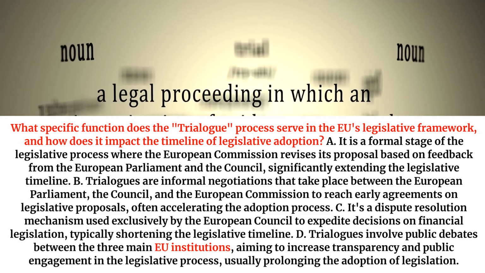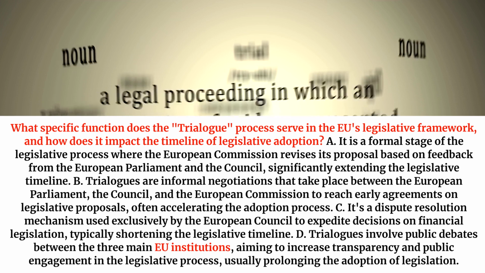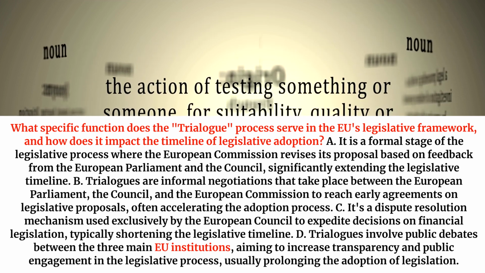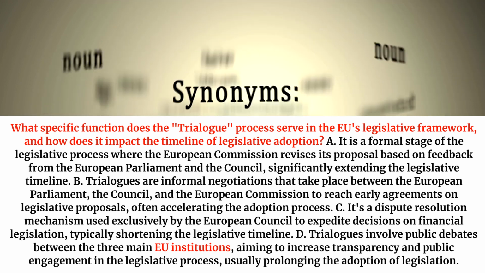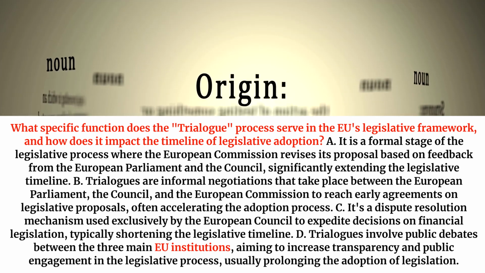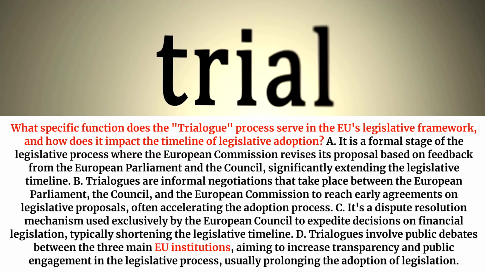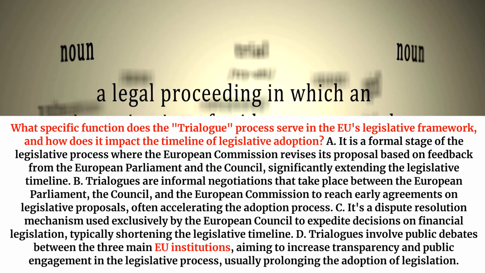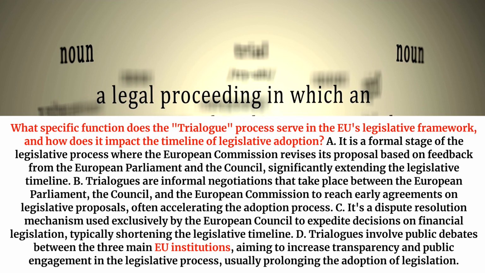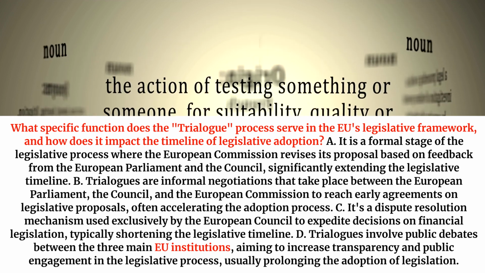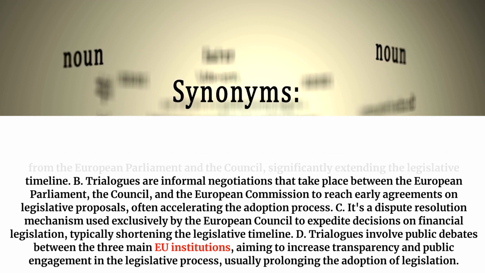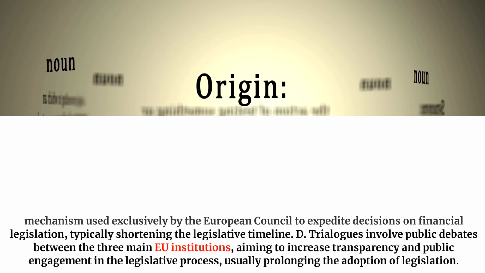B. Trilogues are informal negotiations that take place between the European Parliament, the Council, and the European Commission to reach early agreements on legislative proposals, often accelerating the adoption process. C. It's a dispute resolution mechanism used exclusively by the European Council to expedite decisions on financial legislation, typically shortening the legislative timeline. D. Trilogues involve public debates between the 3 main EU institutions, aiming to increase transparency and public engagement in the legislative process, usually prolonging the adoption of legislation.